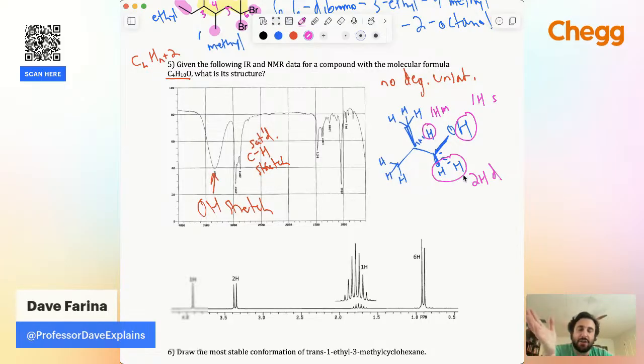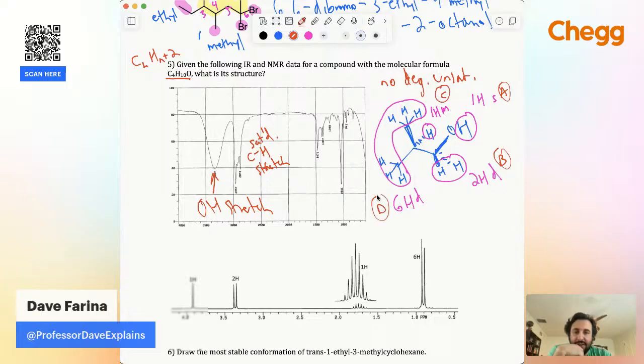It begins to become not even that discernible. All we know is we're just going to call it a multiplet. It is a heavily split resonance. That's good enough. And then over here, we have a 6H doublet because all of these are split by the one neighboring proton. So let's call these A, B, C, and D.